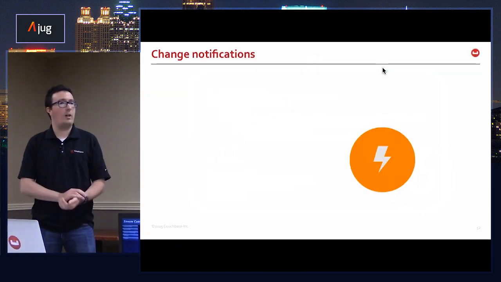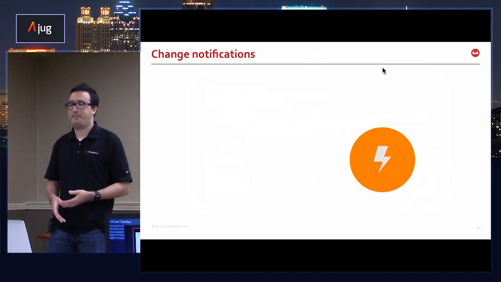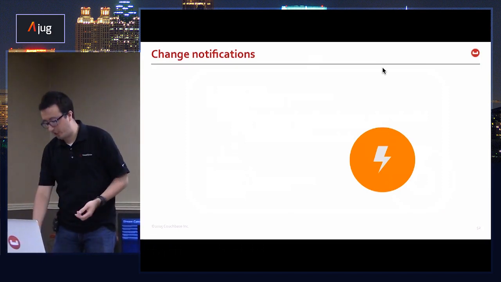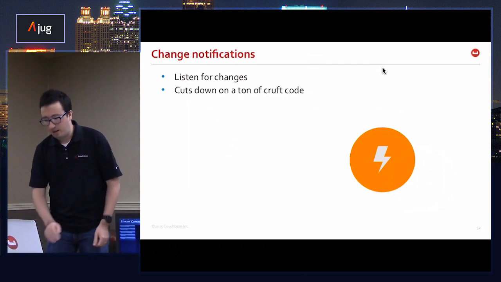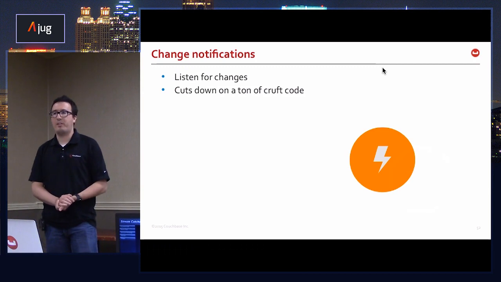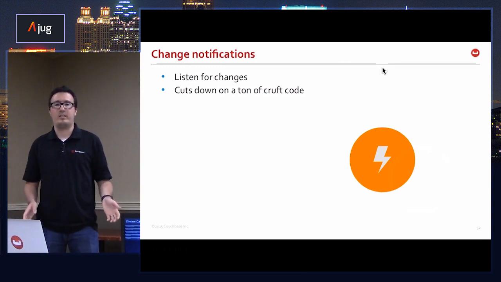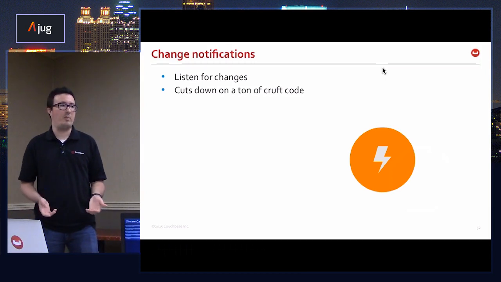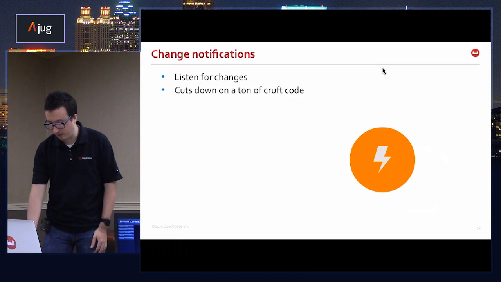When it comes to looking for data changes, you don't need to continuously query for changes. Instead, you could actually listen for changes. And that cuts down a lot of cruft code because you're not creating your own timers. You're not doing all of this query logic to see if maybe one document has changed in your database. You're listening for those changes, and then you can update your UI appropriately.